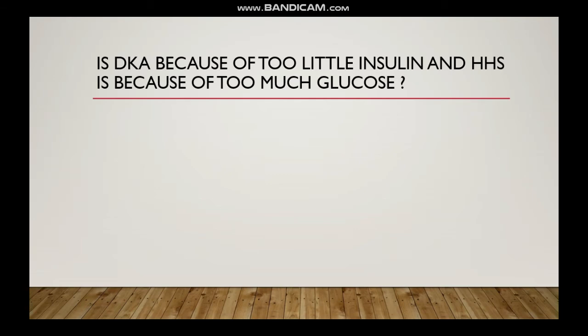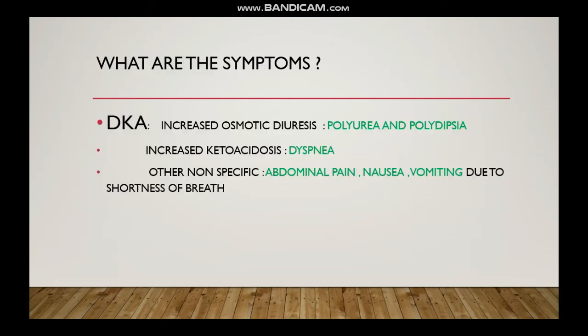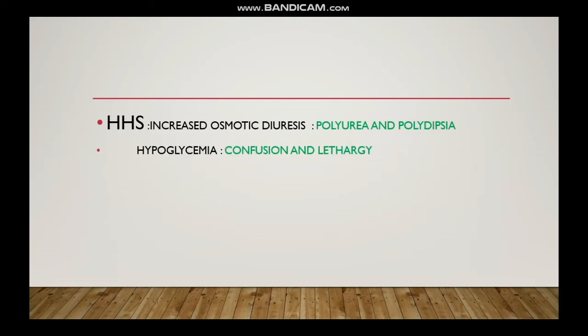I cannot say that HHS is a condition, but it's a state. Now the symptoms. In DKA, for increased osmotic diuresis, you see polyuria and polydipsia. For increased ketoacidosis, you see dyspnea. Other non-specific symptoms are abdominal pain, nausea, and vomiting. In case of HHS, for increased osmotic diuresis, you also see polyuria and polydipsia. For hyperglycemia, you see confusion and lethargy.